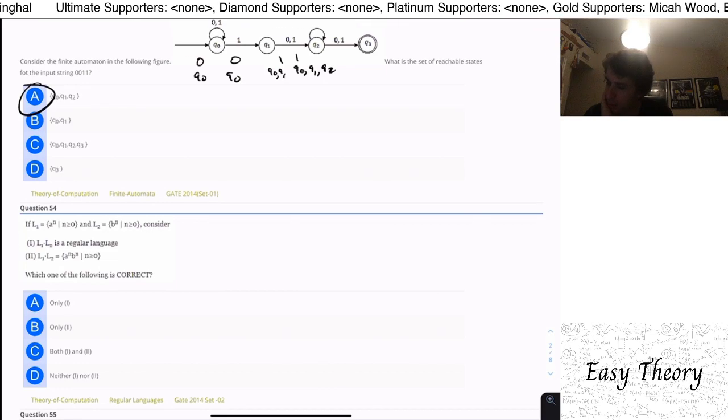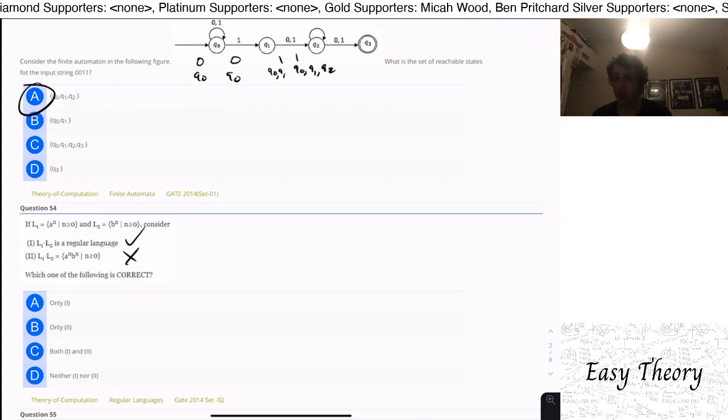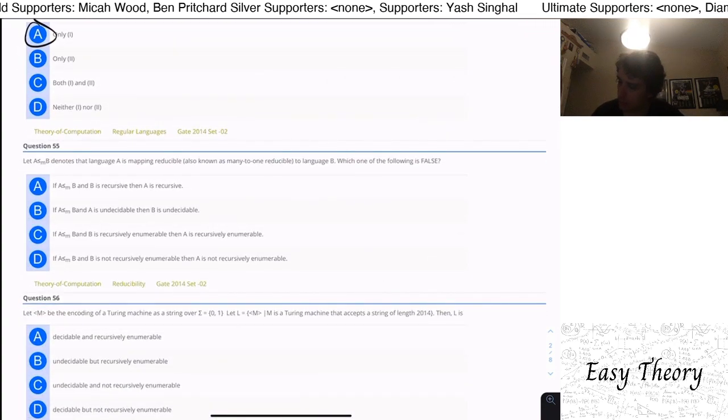L1 and so is A and it's in B's. So 1 is true. So this is just testing whether you know concatenation. So both are regular, so the concatenation is regular. They're not. It's not this because the string that you pick out of here and the string you pick out of here can be totally different lengths. So it's only 1 in this case. Only 1's true. Mapping reducible. Okay. So let's see. If A maps, then B is recursive, then A is recursive.